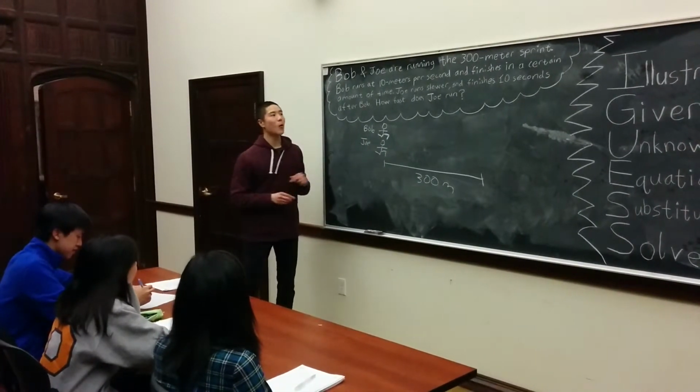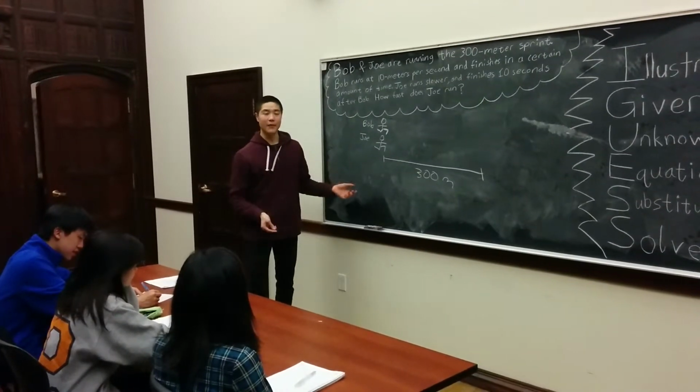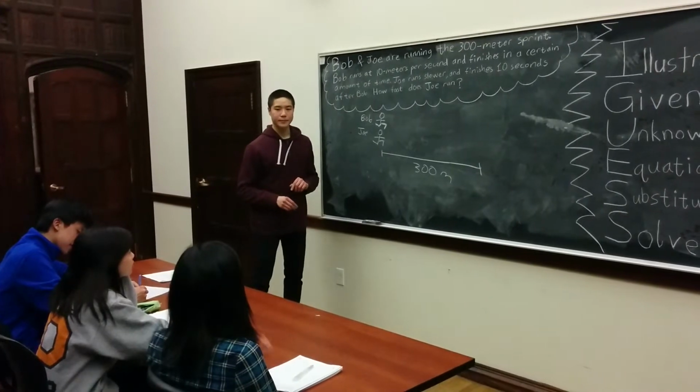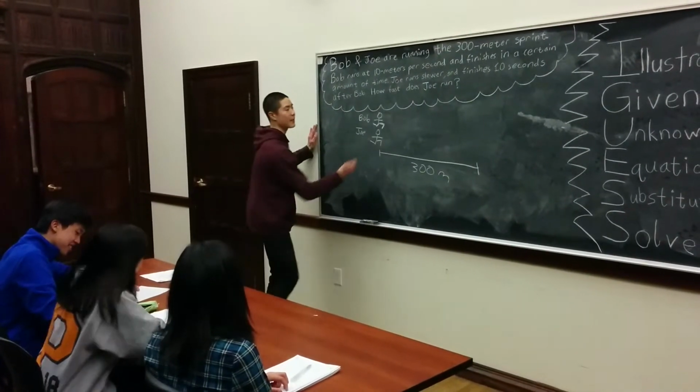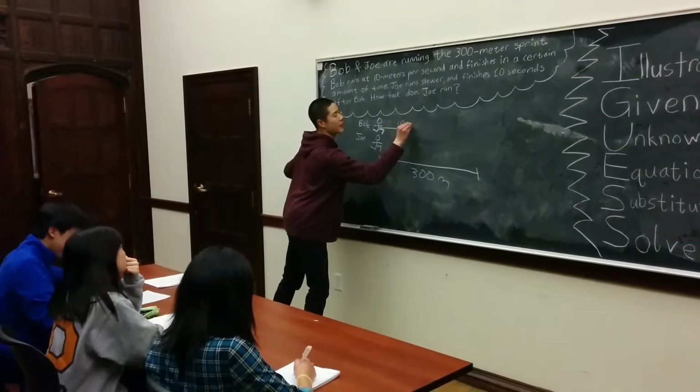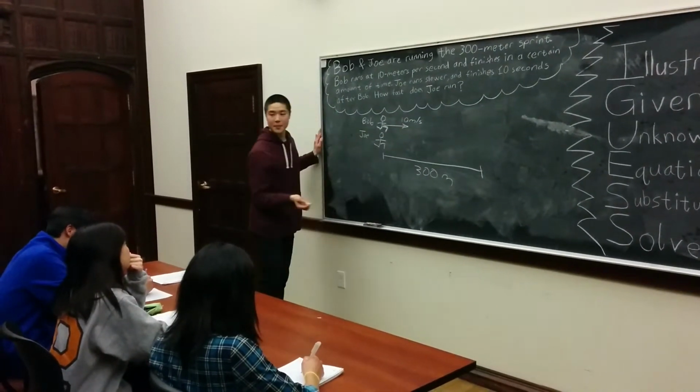Now our givens. What is one number, one piece of given information that the problem has? Yeah, Lindy? Bob runs at 10 meters per second. Yeah, Bob runs at 10 meters per second. So I'm going to draw this arrow, 10 meters per second, to show that that's his speed.